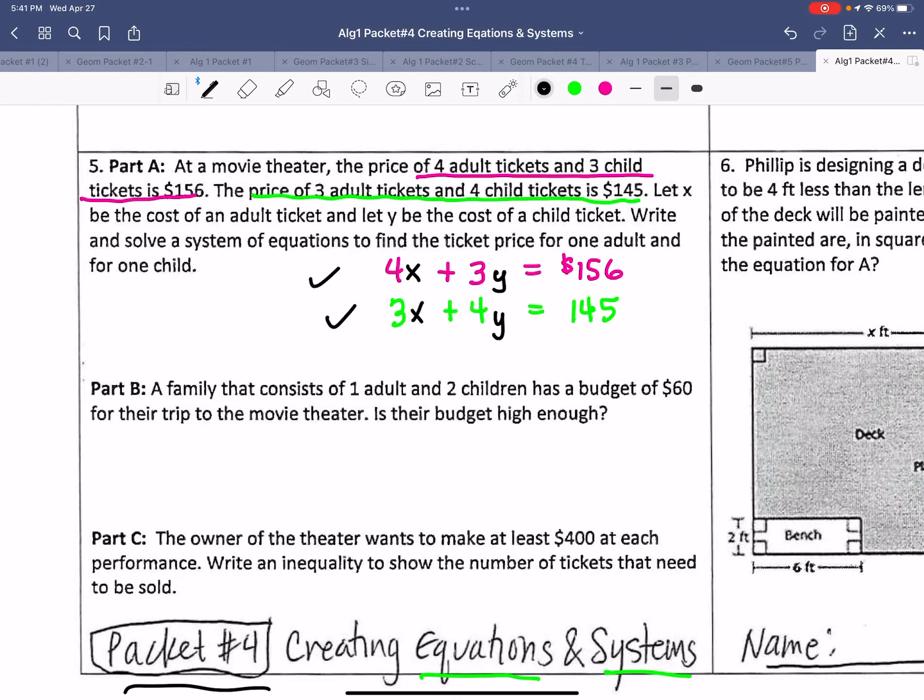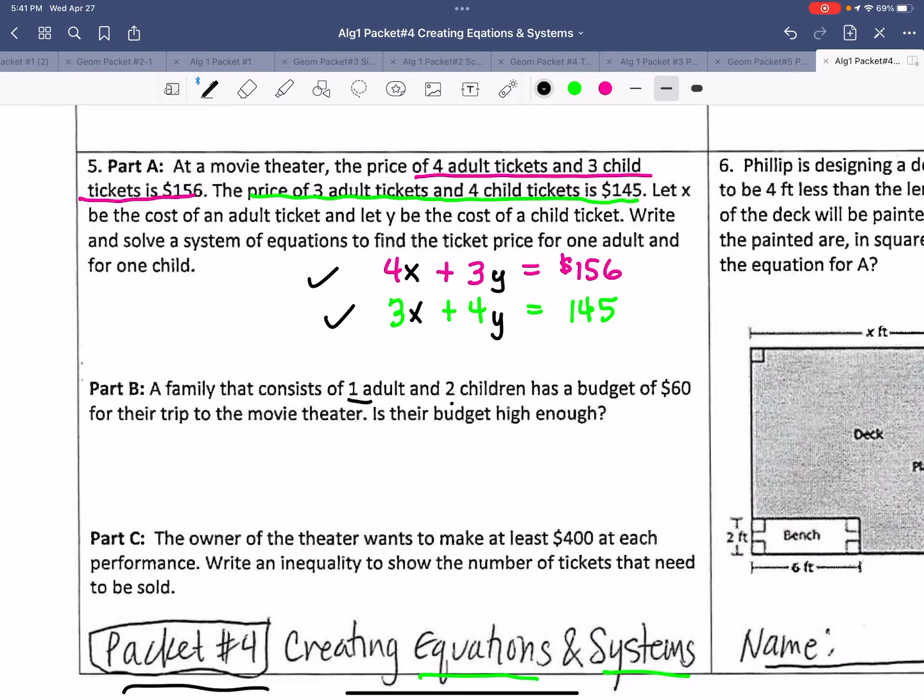Part B says a family consisting of 1 adult and 2 children has a budget of $60 for their movie trip. Is it high enough? 1 adult and 2 children. So we're going to have to solve this, and this is called a system. Now to solve, I could graph, but this would be hard to graph, right? So I think I'm going to have to solve by cancellation, okay?